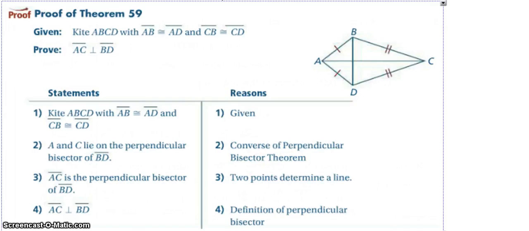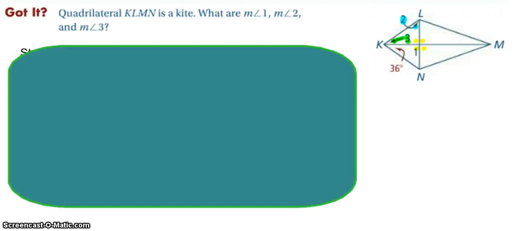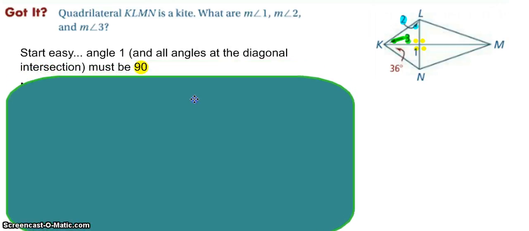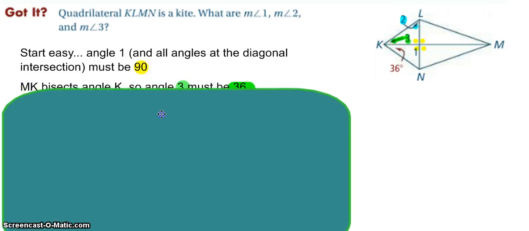I'm running out of time, so I'm not going to take any time to talk about this, but here's the proof of our Theorem 59. Pause the video, come back for a quick explanation and answer to this got it. Alright, I'm going to move quickly here. We are going to start out easy and talk about angle 1 because it's at the intersection of the diagonals. It must be 90, as well as all 4 of the angles here at the intersection will all be 90.